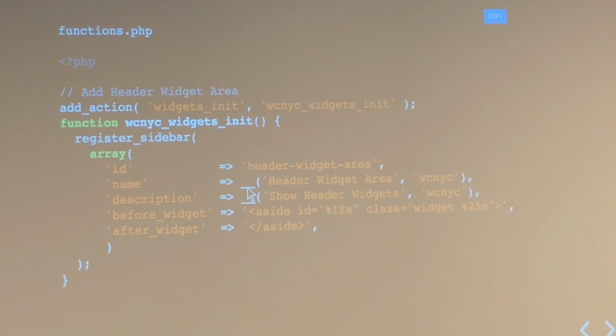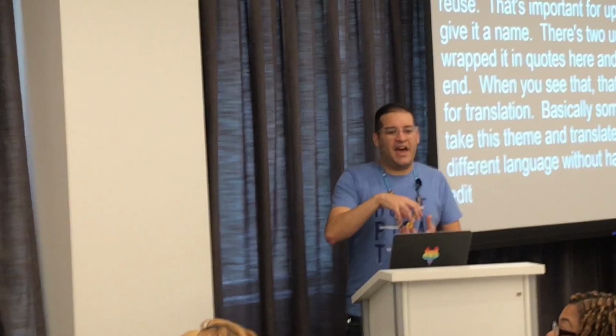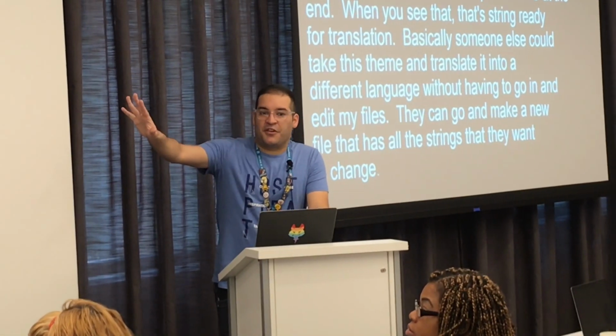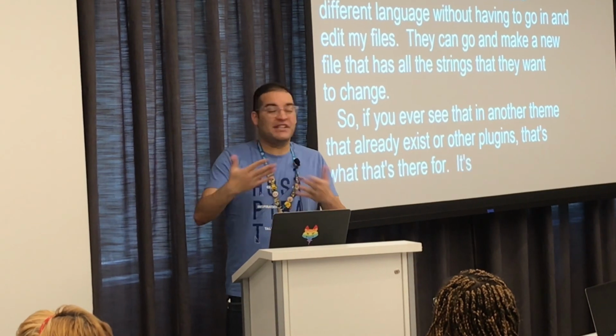You may notice I also wrapped it in these two underscores, and I wrapped it in quotes here, and I put nyc at the end. Whenever you see something like that, that means we've made the string ready for translation. So basically, someone else could take this theme and translate it into a different language without having to go in and edit my files. They can make a new file that has all the strings that they want to change. So if you ever see that in another theme that already exists or other plugins, that's what that's there for. It's a good habit to get into, in the event you're releasing something for other people to use.